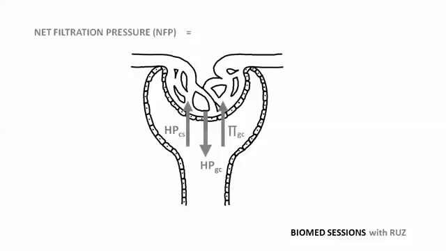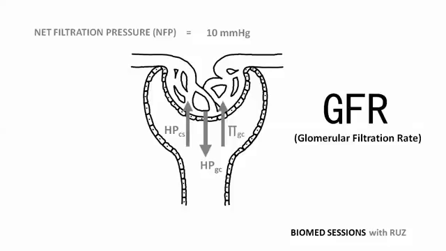Our net filtration pressure, NFP, equals the pressures favouring filtration minus the pressures opposing filtration, i.e. hydrostatic pressure of the glomerulus minus hydrostatic pressure of the Bowman's capsule minus oncotic pressure of the glomerular capillary protein, which is equal to 10 millimeters of mercury. There are many nephrons, and hence there are many renal corpuscles in each kidney. Glomerular filtration rate, GFR for short, is the total amount of filtrate formed by all the renal corpuscles in both kidneys per minute. It can be used as a clue to assess whether an individual has kidney impairment.